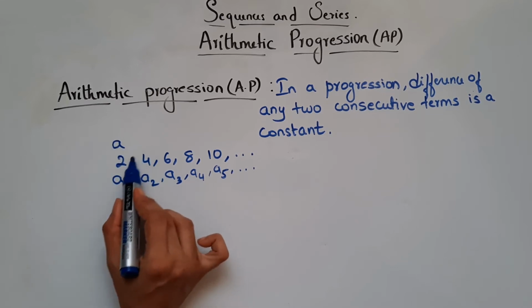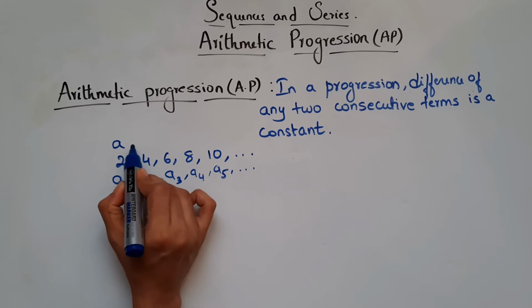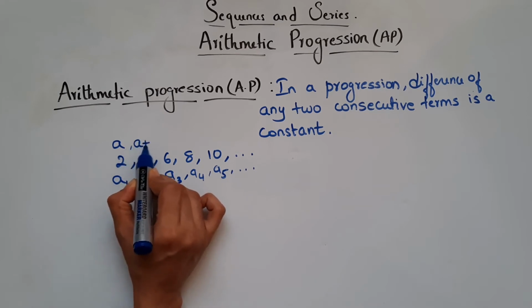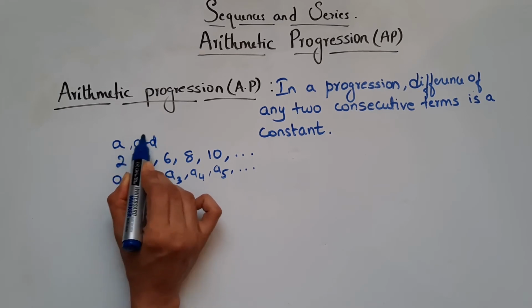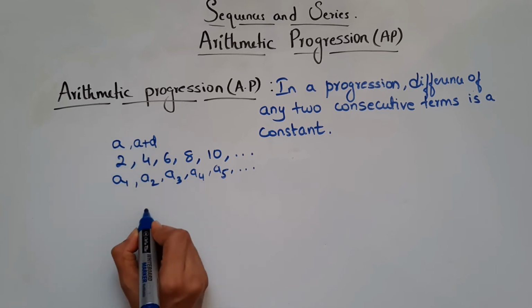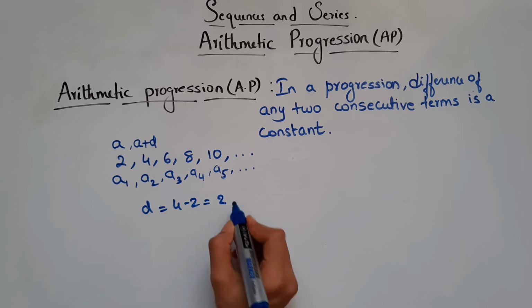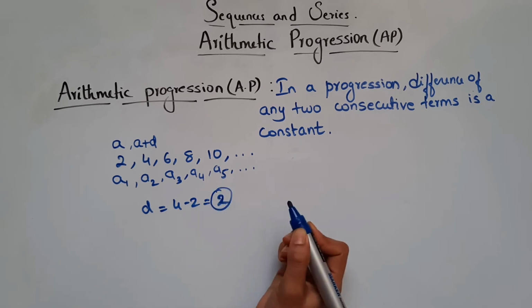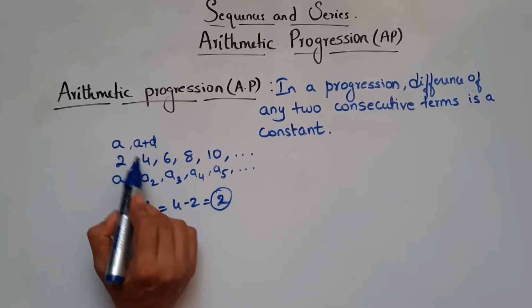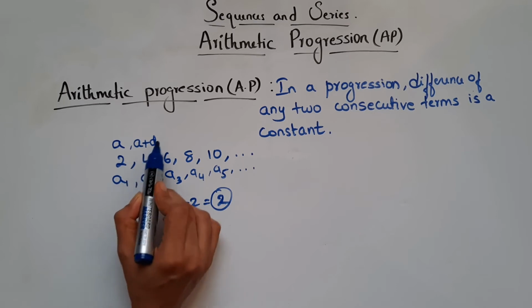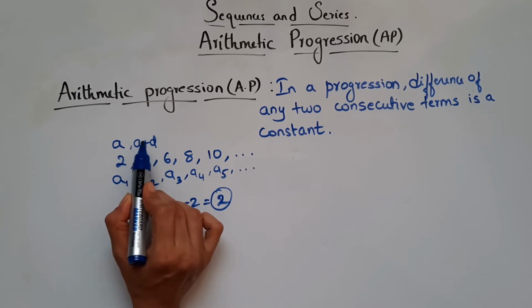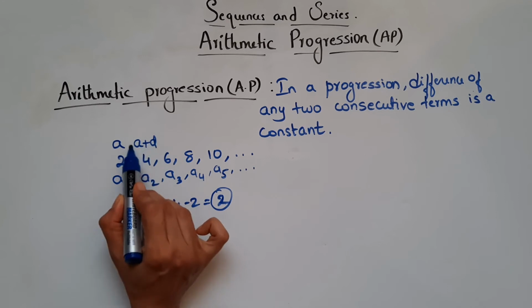Now what is the second term? The second term is nothing but A plus D. A is 2, 2 plus D. D here is the common difference. We know D is 4 minus 2, which is equal to 2. All the differences are a constant, which is 2. So 2 plus 2 will give you 4. So your second term is denoted by A plus D. How did we get the second term? The second term is nothing but A plus D.